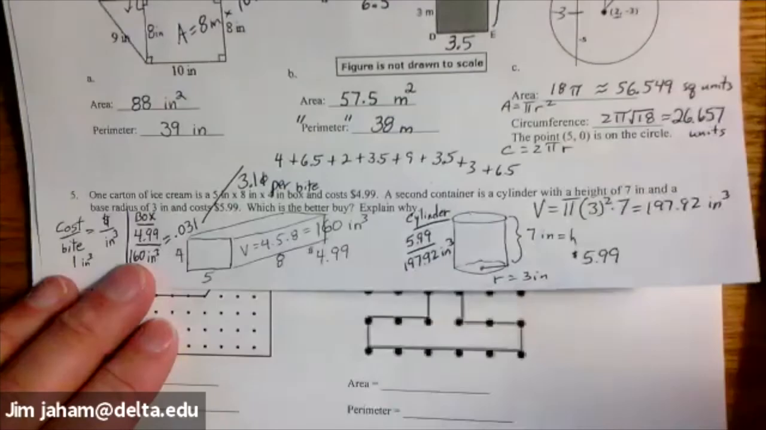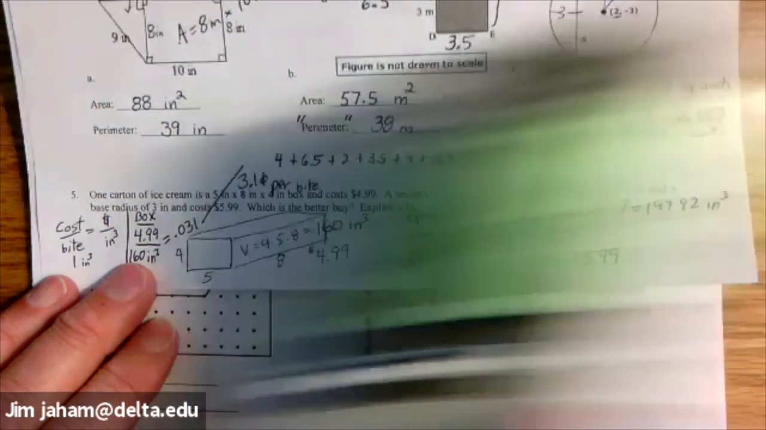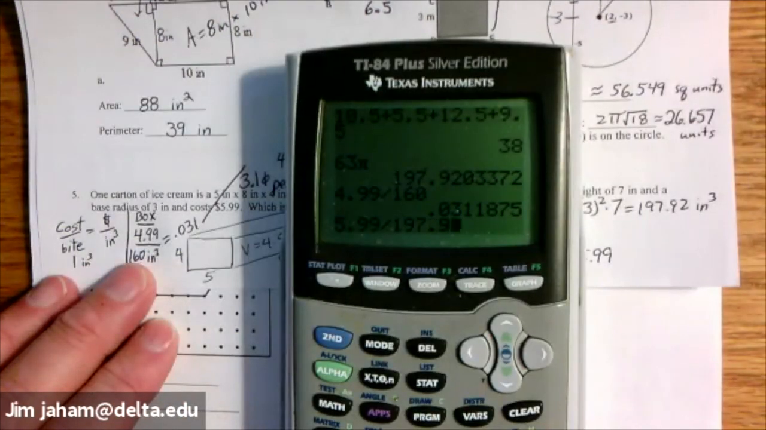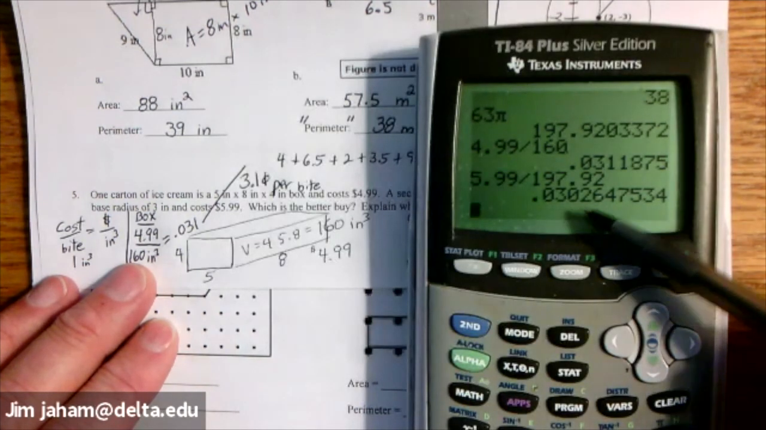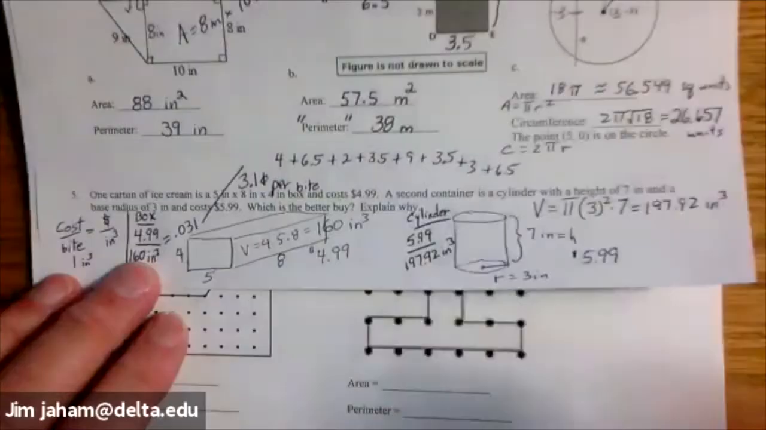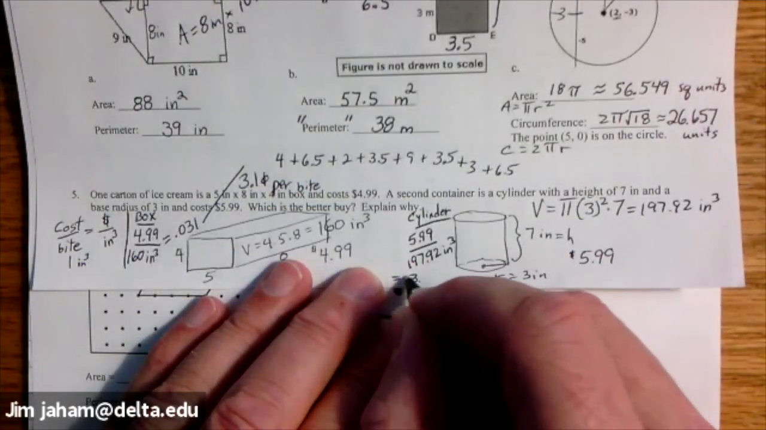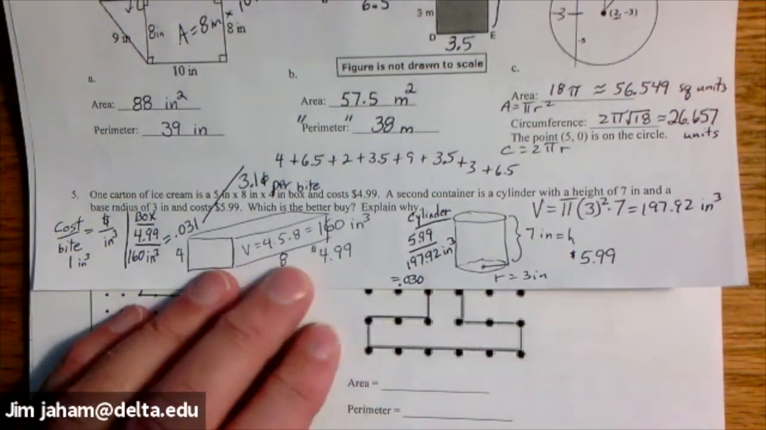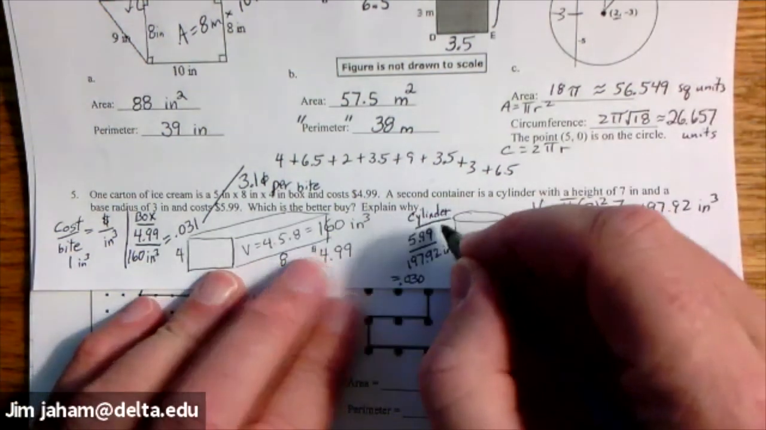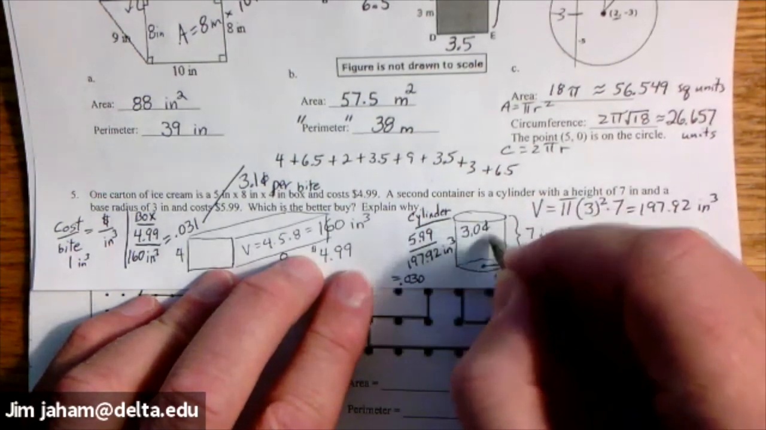And for this one over here, $5.99 divided by the 197.92. And that one is about 3 cents per bite. 0.030. So this one here is 3.0 cents per bite.